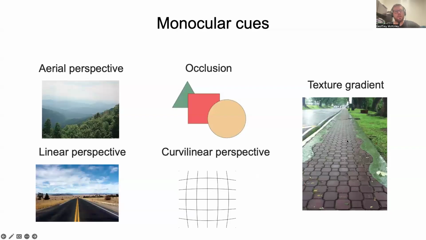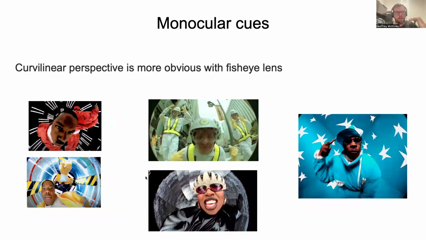Texture gradient is where the texture appears less apparent the further it goes into the distance. So you can tell the texture over here that's closer to you, but the farther you get away, the less apparent the texture gets. And then curvilinear perspective is when, at the outer extremes of a visual field, parallel lines become curved, right? Which means that the farther away you are, I believe, the more curved they get. This is also popular in 90s hip hop music videos, right?